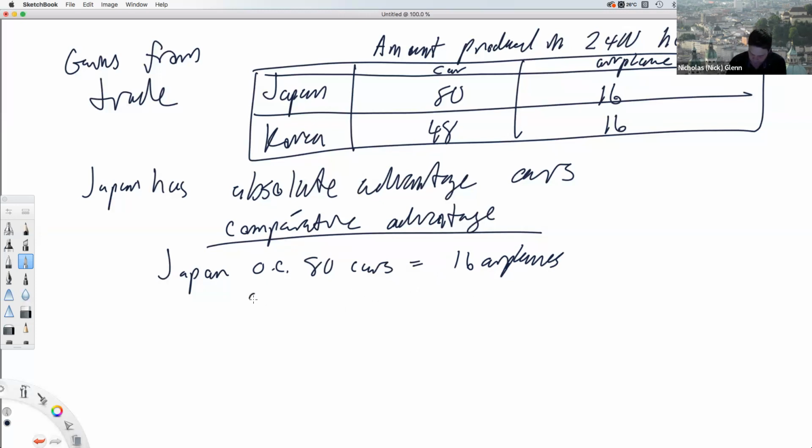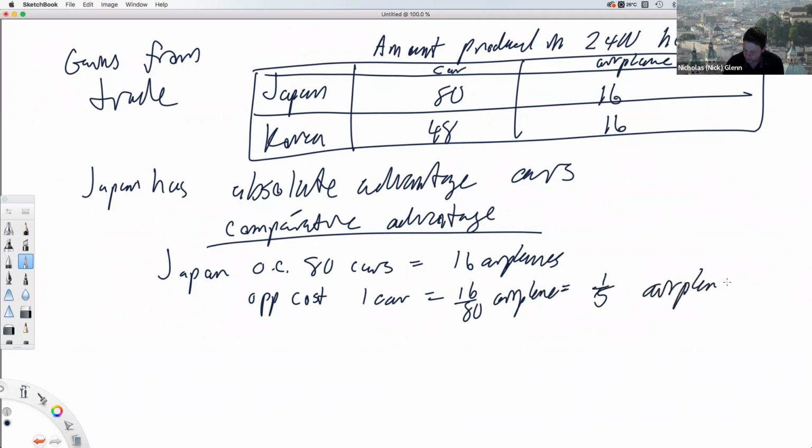What about the opportunity cost of one car? Well, to determine this, you just take the 16 airplanes and divide by 80. Dividing 80 by 80, you get 1, and dividing 16 by 80, you get 1/5. So the opportunity cost of one car is 1/5 of an airplane. If you devote time to producing this car, you give up producing 1/5 of an airplane.